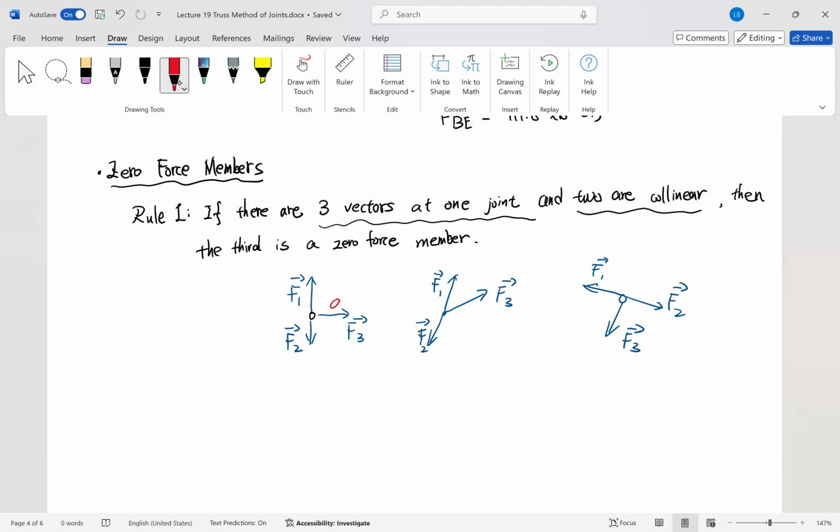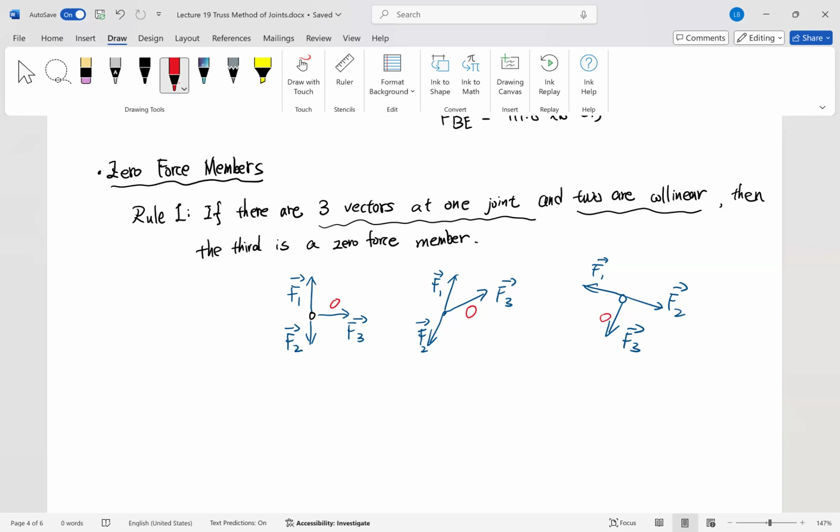Okay. So based on the rule, we know that if there are three force vectors at one joint and two of them are collinear, then the third one has to be zero. So all the F3s are the third vector here and equal zero. In other words, if you establish the equation of equilibrium, F1 and F2 always cancel each other out. So for F3, there is nothing else that can cancel it out, and it has to equal zero here.